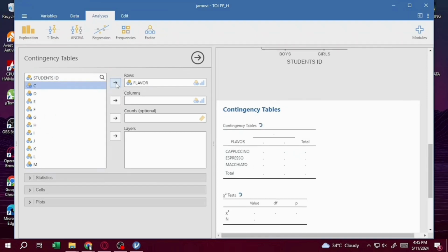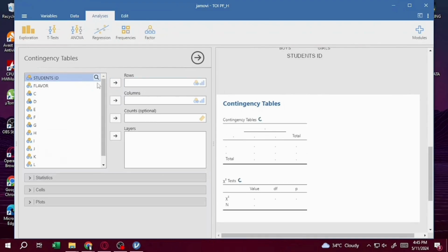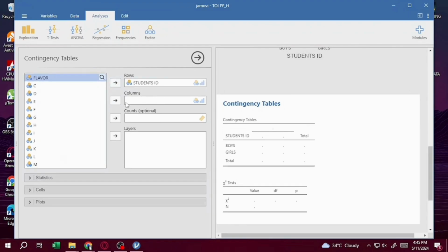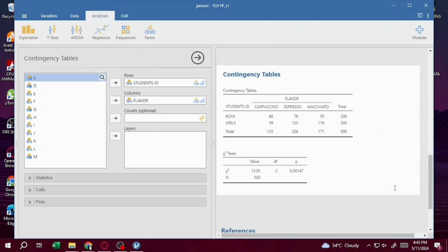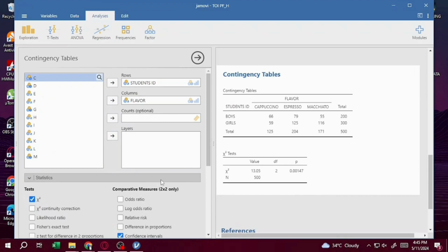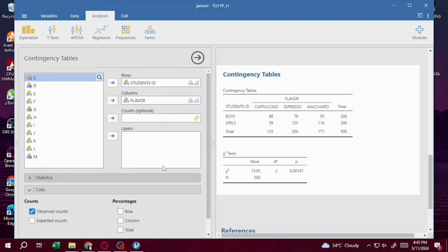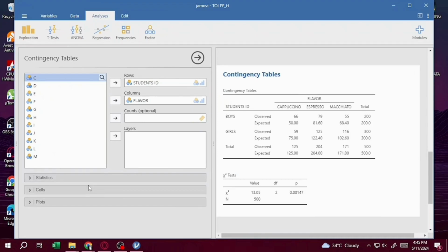So we will be adding the student ID, our variable, for the rows, and for the columns our categories, which is our flavor. So here's the data, and as I can see, it is accurate. We have 300 girl students and 200 boys with a total of 500. We can also check the expected counts. We should click Cells and click Expected counts. And as I can see, it is accurate to our manual computations.